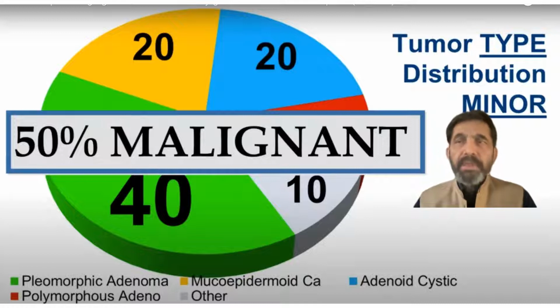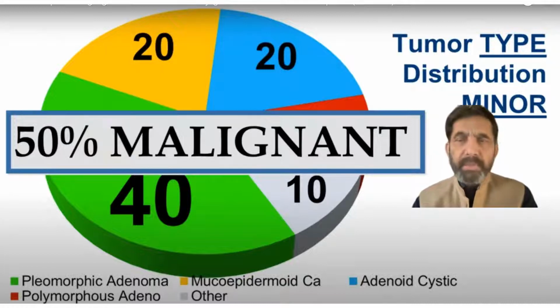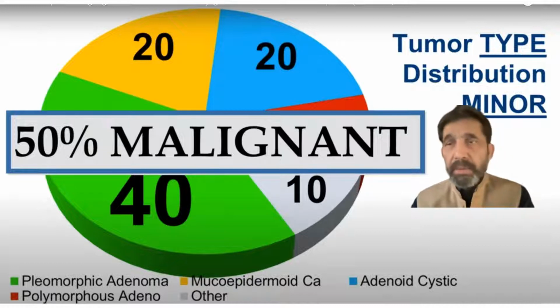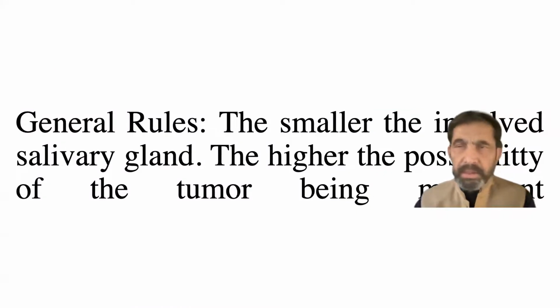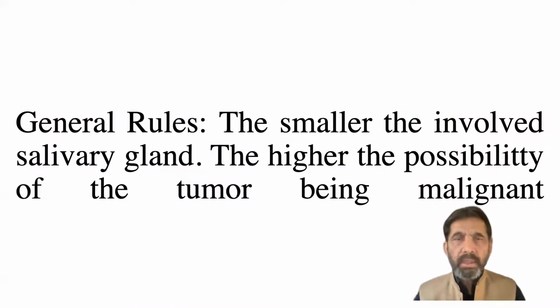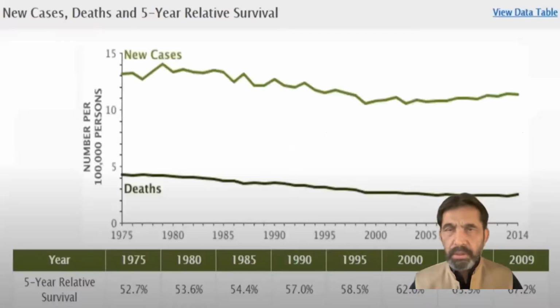the difference between the major salivary gland tumors and the minor salivary gland tumors: the major ones are 80% benign, and the minor ones are 50% malignant. The general rule is that the smaller the involved salivary gland, the higher the possibility of malignancy. The shorties are always naughty.